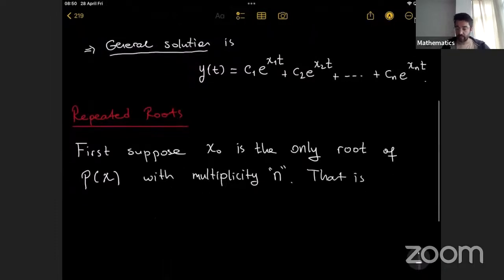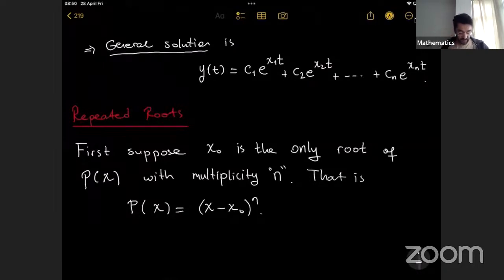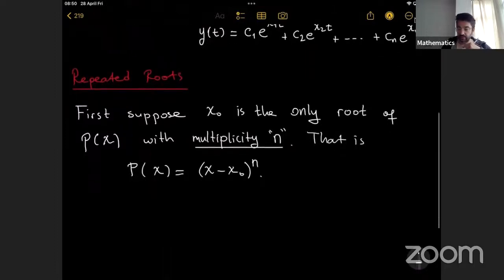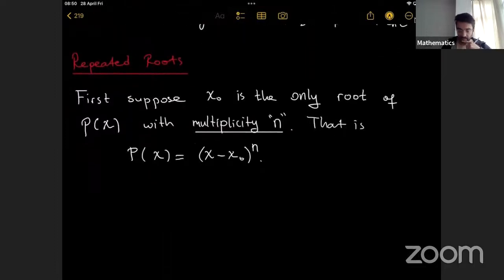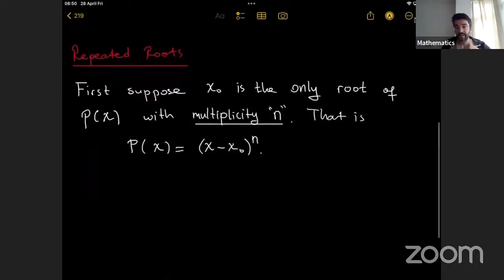Or more explicitly, we can write P(lambda) as (lambda minus lambda 0) to the n. So that means it repeats n times. Multiplicity means it repeats n times, like this. So suppose this is our repeated case. We have the characteristic equation in this form. In that case, we will write the fundamental matrix for the solution. So we need the Jordan form, right? What is the Jordan form in this case?